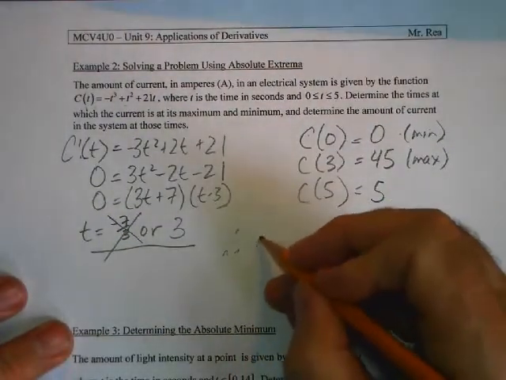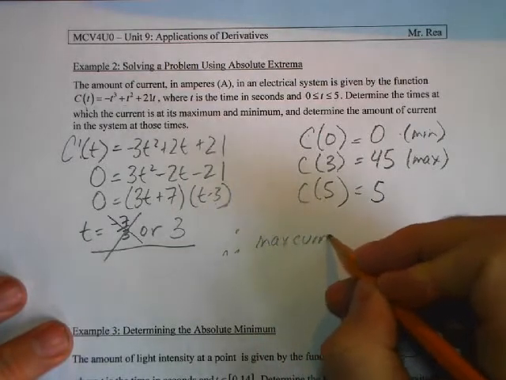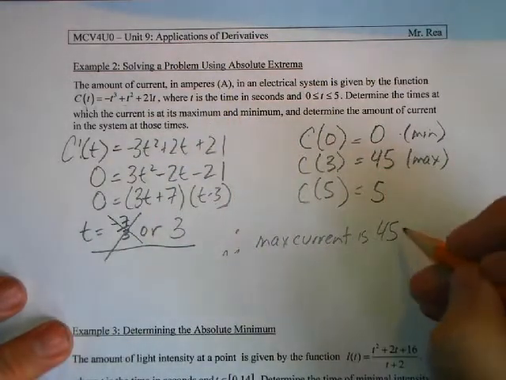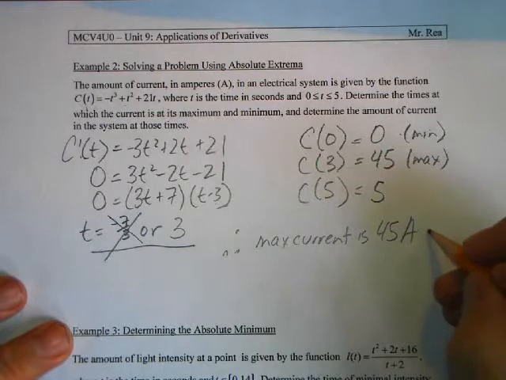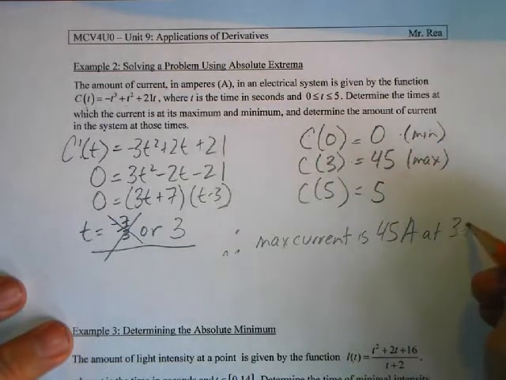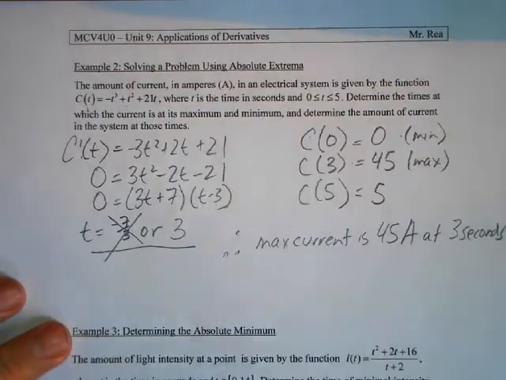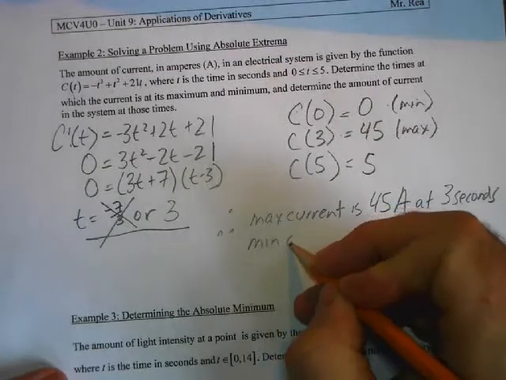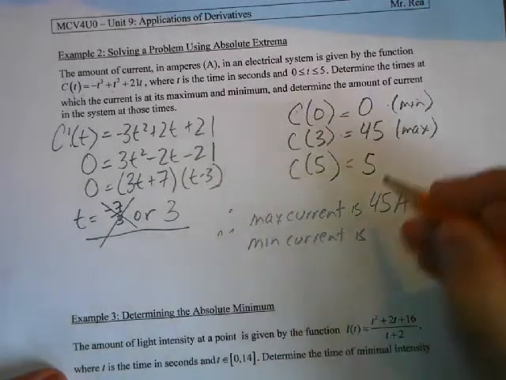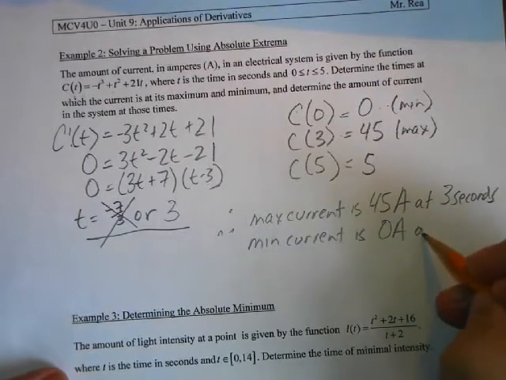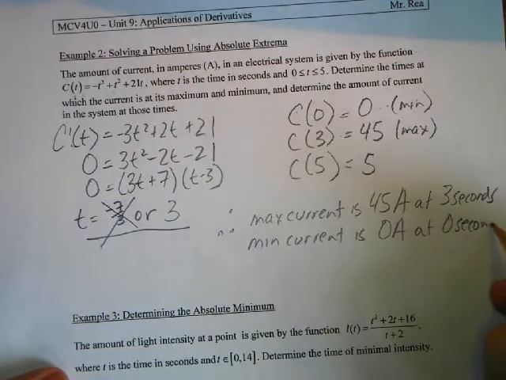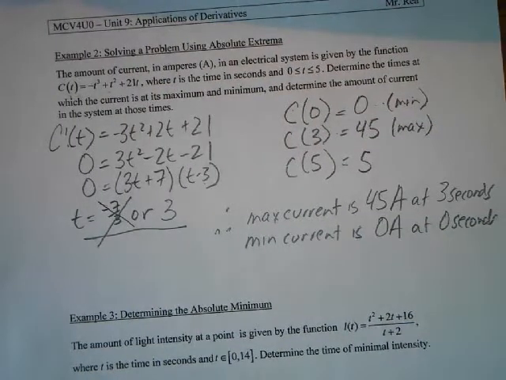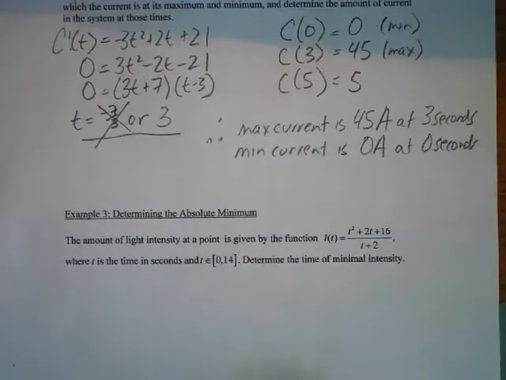Therefore, the max current is 45, and so use our units, amp, capital A for amps, and this is at 3 seconds. I'm saying it this time because it asked for when did these max and mins happen, and the min current is 0 amps at 0 seconds. Okay, and that's pretty quick. Let's do last question, last example.